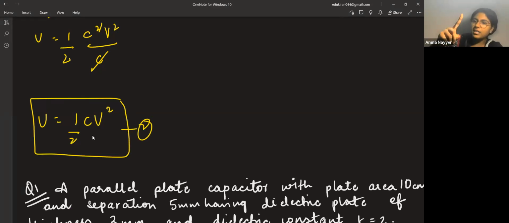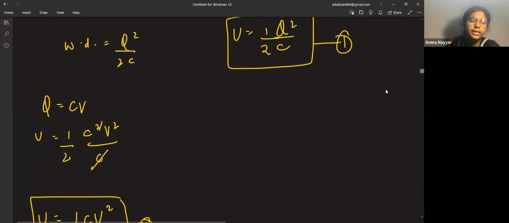So if charge and capacitance are given, we'll use this. If capacitance and potential are given, then we'll use this. Third case, charge and potential are given and no other quantity is mentioned. So if charge and potential are given, C is equal to Q by V, right?